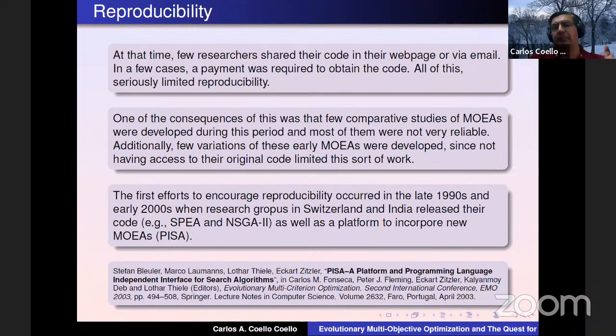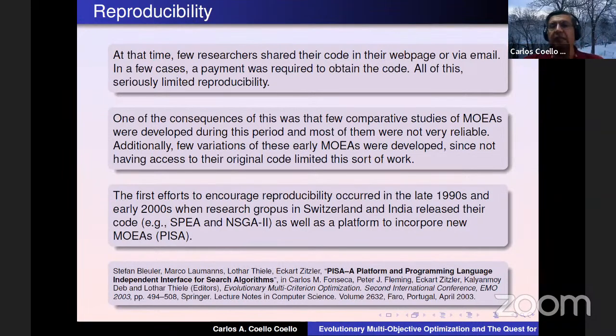When Eckart Zitzler publishes SPEA in '99 in the Transactions, he decides to release the code of his algorithm. And soon after that, they propose PISA, the reference you will see at the bottom of this slide, in 2003. PISA is very interesting because this is the first platform in which they encourage people who develop algorithms to include the code of their algorithm under a common platform, rather than just releasing the code as Kalyanmoy Deb did with NSGA-II. They say, why don't we follow the template from this platform so that all the algorithms have a similar format, and it makes things easier for users.